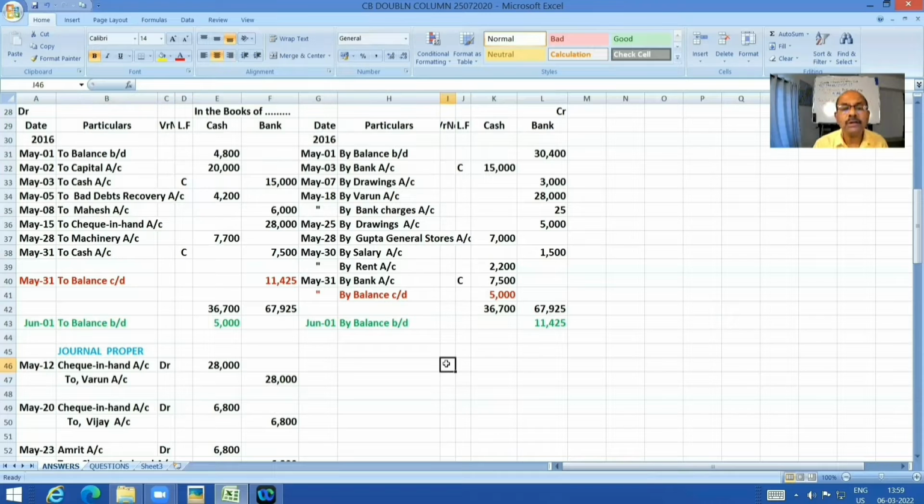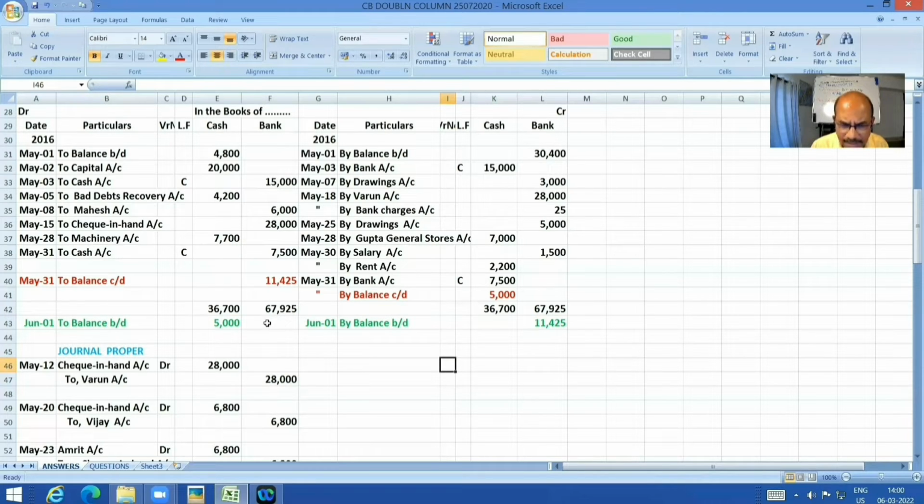Fine. That's all. Now, as usual, balance. How to balance the ledger? Total the bigger side. A number of times I told you, in the cash column you can close your eyes and total the debit side. As I total 36,700, I put it in here; the difference is obviously 5,000, which otherwise also we are satisfied with. Then the bank column. I find the credit side is more, 67,925. I totaled it, put it across, found the difference, and showed it against balance carried on May 31st. That is 11,425.